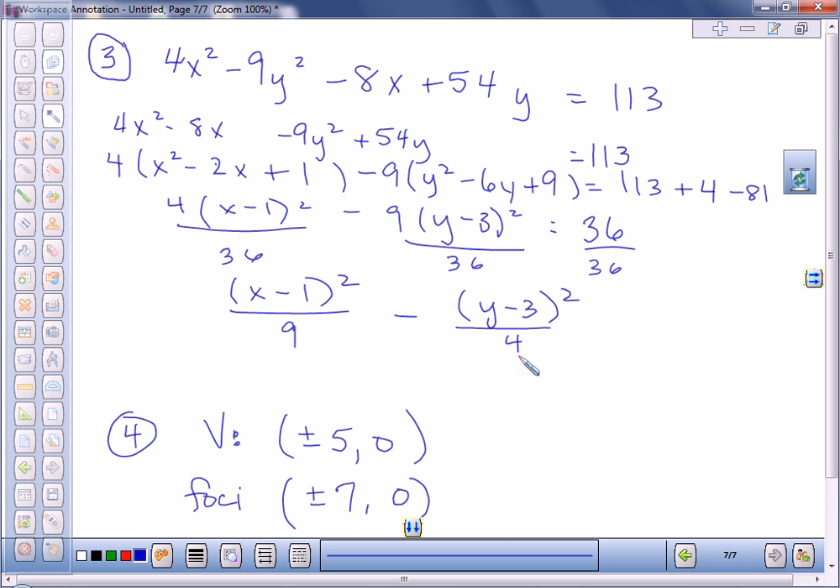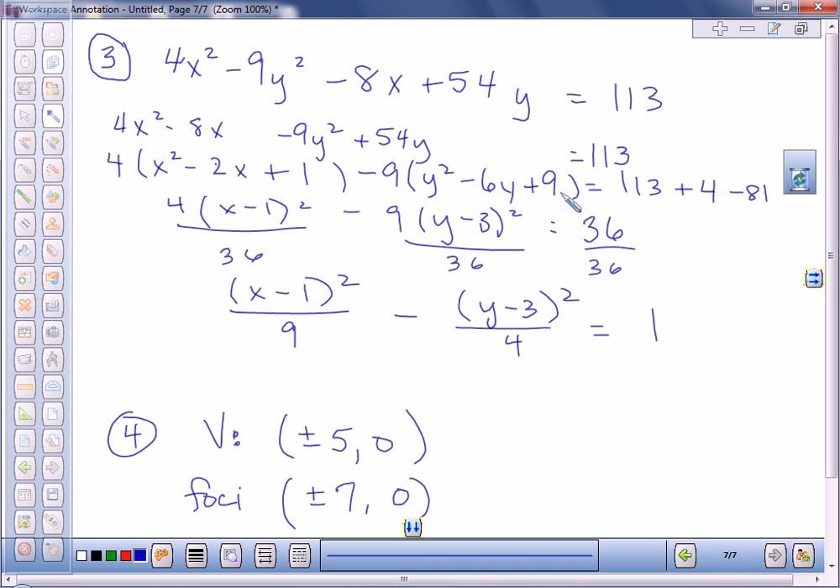Okay, so does that make sense? It's just like the ellipse, except you have to be careful about factoring out a negative. And then when you get it in the right form, you can do all that other jazzy stuff with it. This one would open left to right, right? This one would open left to right. It certainly would.